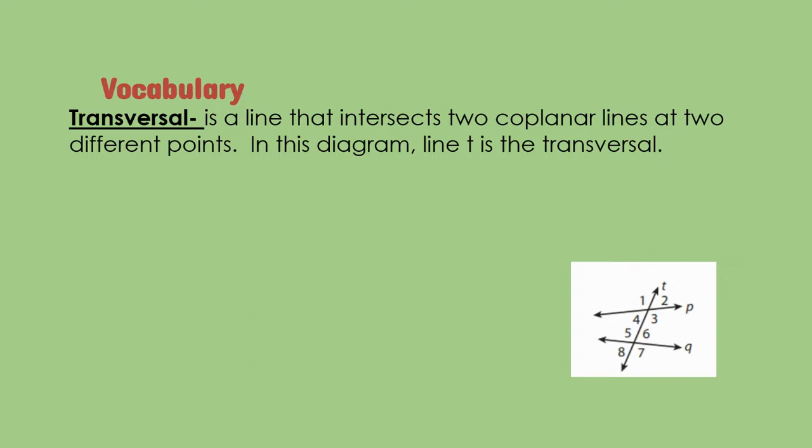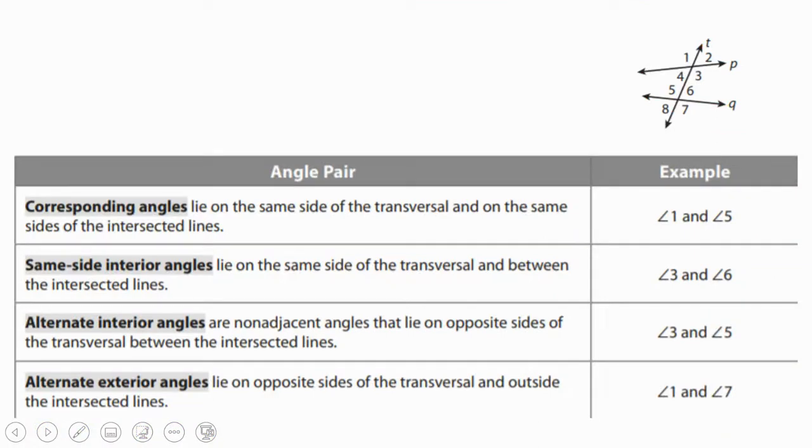A transversal is a line that intersects two lines at different points. So for example, here's your two lines, P and Q, and the transversal is line T. So basically the transversal crosses through two lines at a specific point. And that's a definition of a transversal. We have corresponding angles, same side interior, alternate interior, and alternate exterior angles.